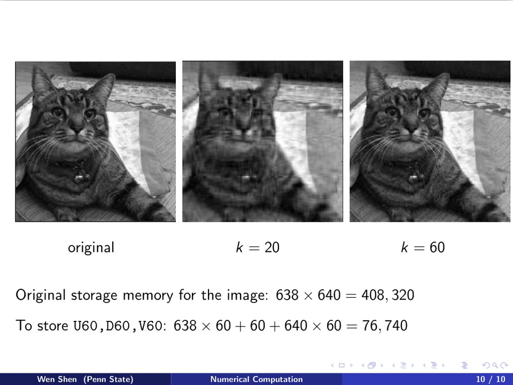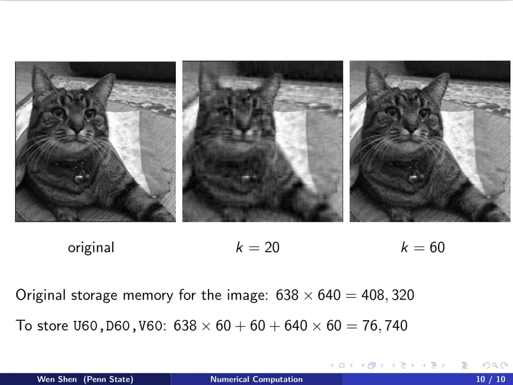Now, to get a concrete idea of how much space we would be saving by taking only 60 of the singular values, we can do a simple computation. To store the original image, which is actually 638 times 640, this gives us about 408K numbers to store. And then to store the one on the right, we just need to store U60, D60, and V60. And we do a product and we immediately recover the A60.